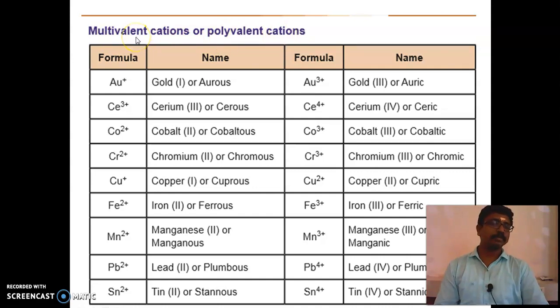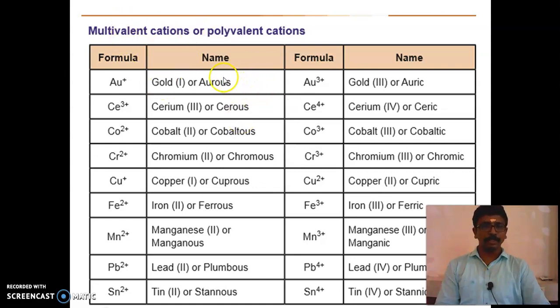Multi means many. So they have multiple levels, more than one valency, 1 or 2, or higher. For these, we have to name them accordingly. If the valency is lower, the ion will end with OUS.